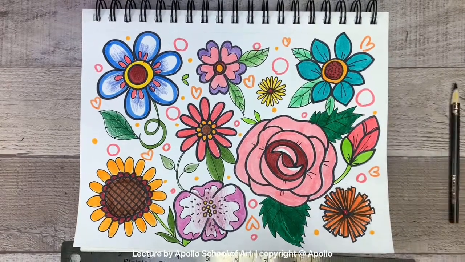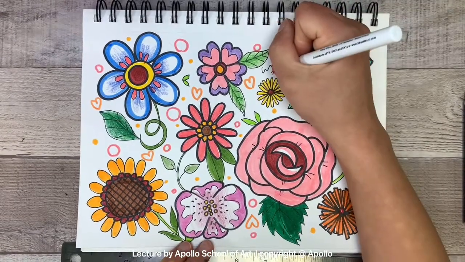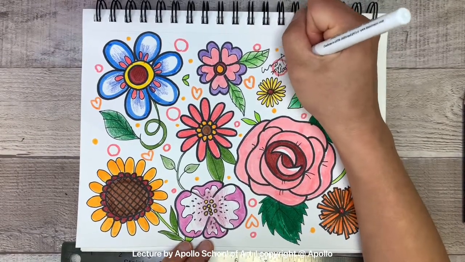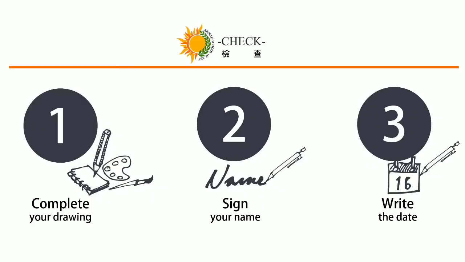Okay, so when you're done with your drawing, we are the artists. You have to find a spot to write down your name and the date. When you complete your drawing, sign the name and write down the date.